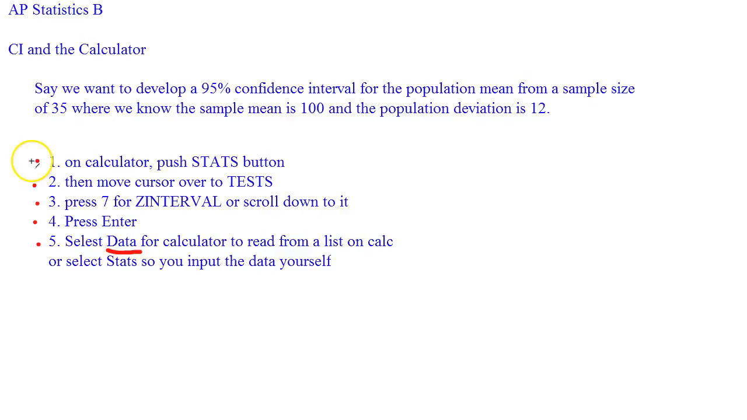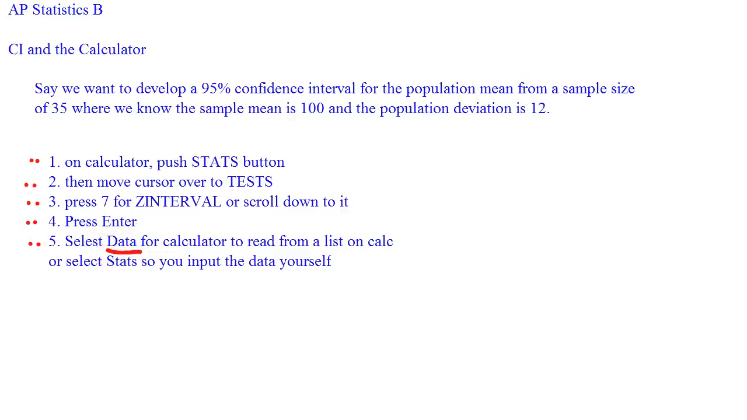On the calculator, make sure you press the stats button. Then move the cursor over to tests, and go down by pressing 7 for Z interval, or scroll down to it. Then you come to a screen, what we call the fork in the road. There are two ways you can input your data.